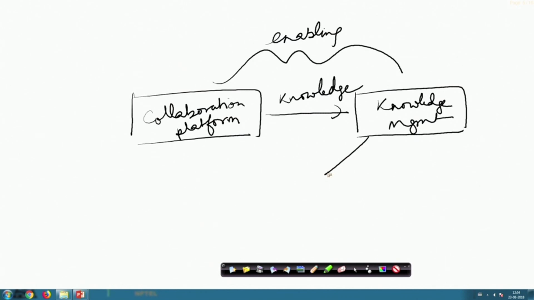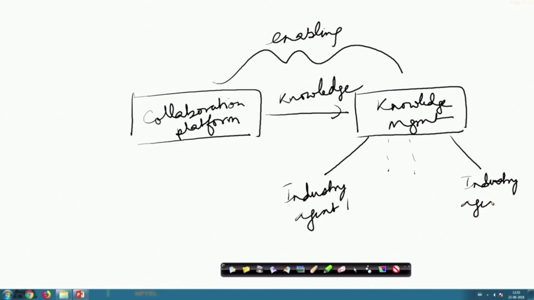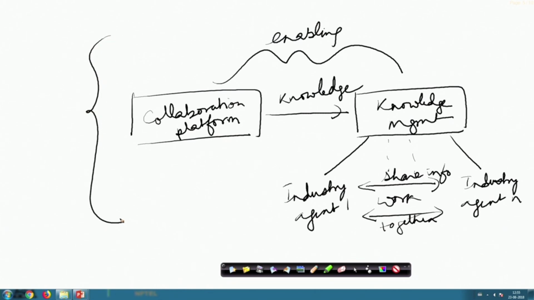So, this knowledge management is important for different industry agents. There could be other industry agents likewise, and industry agent N. So, these industry agents would be sharing information between themselves, and they would be working together for achieving the objectives of the business. So, this is how a collaboration platform works and how it is linked to the knowledge management aspect of it.